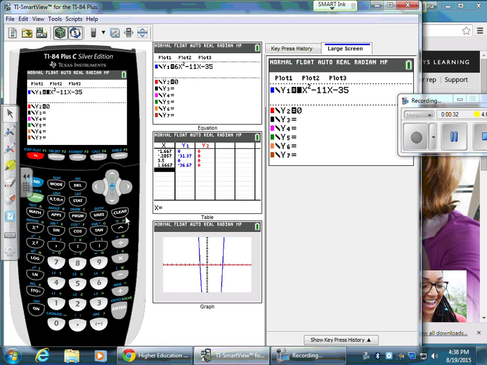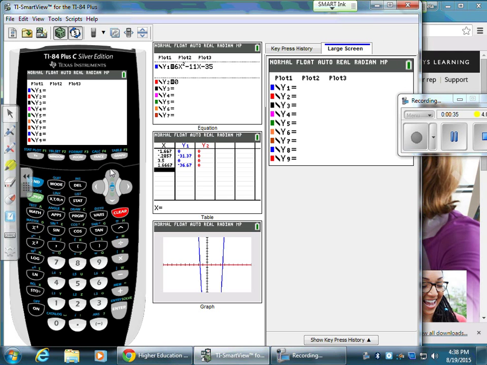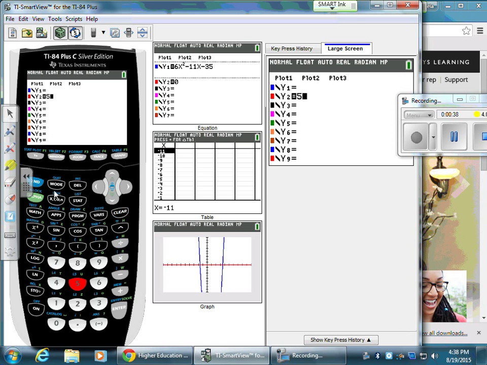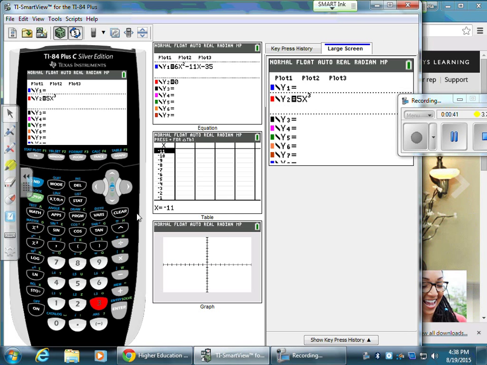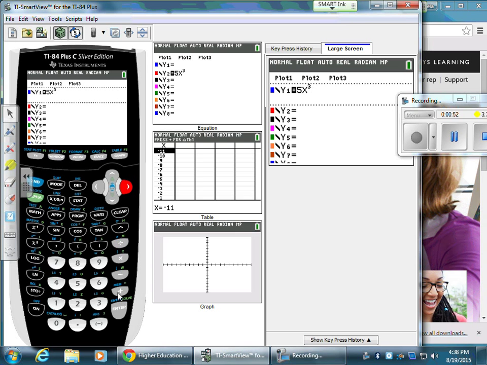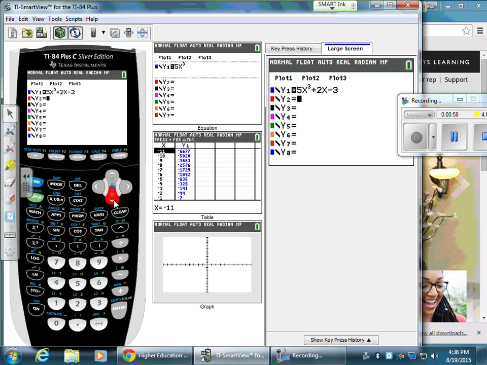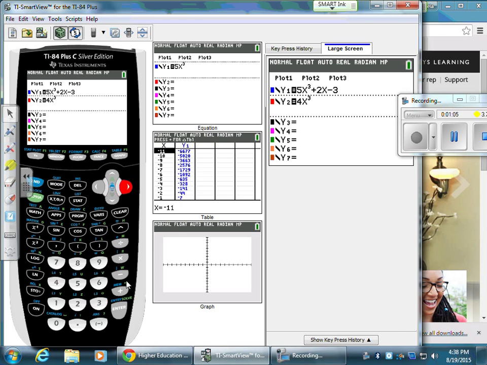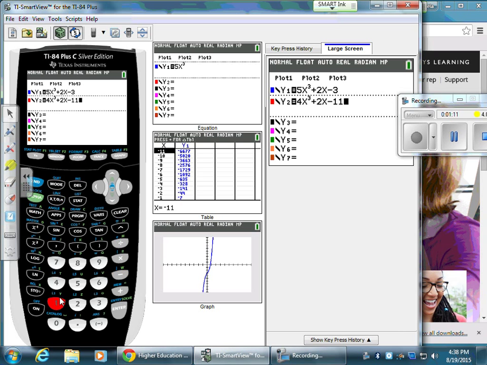And the equations they give us to try, the first one is 5x cubed plus 2x, and I'm actually putting it in the wrong spot. Go to y1. 5x cubed plus 2x minus 3. And then on the right side of the equation, there is a 4x cubed plus 2x minus 11. And they want to know if the values 2, -2, 0, and 10 are solutions.